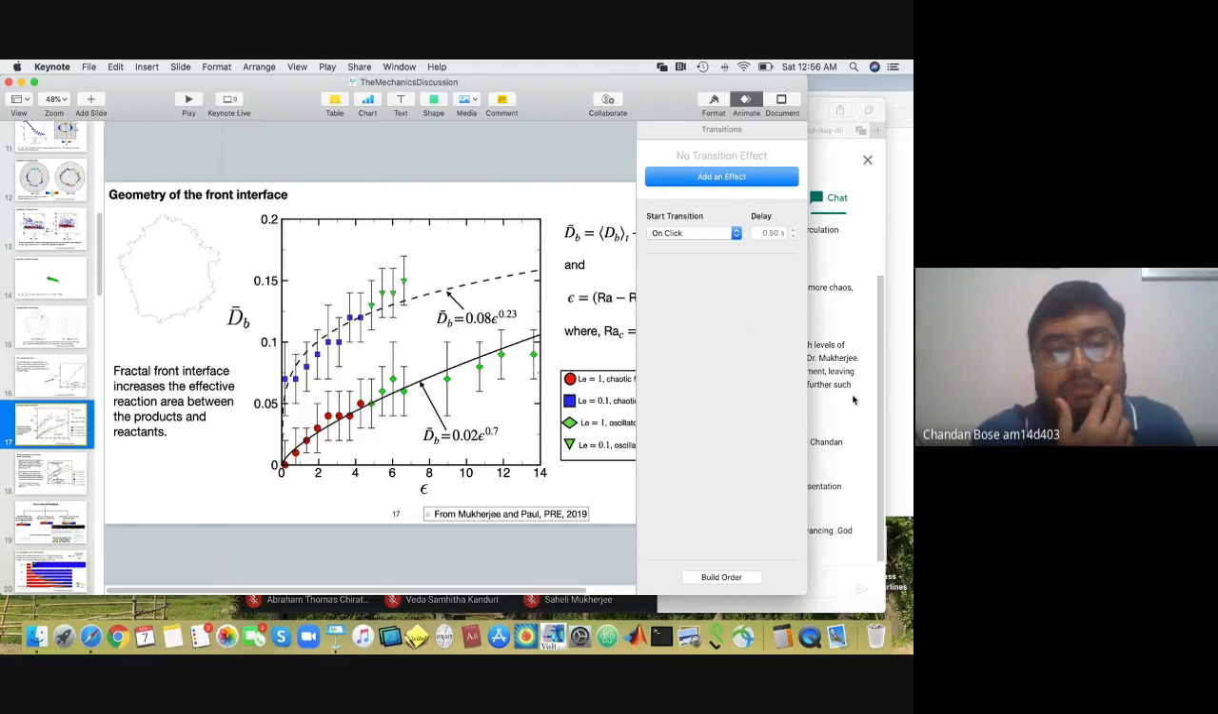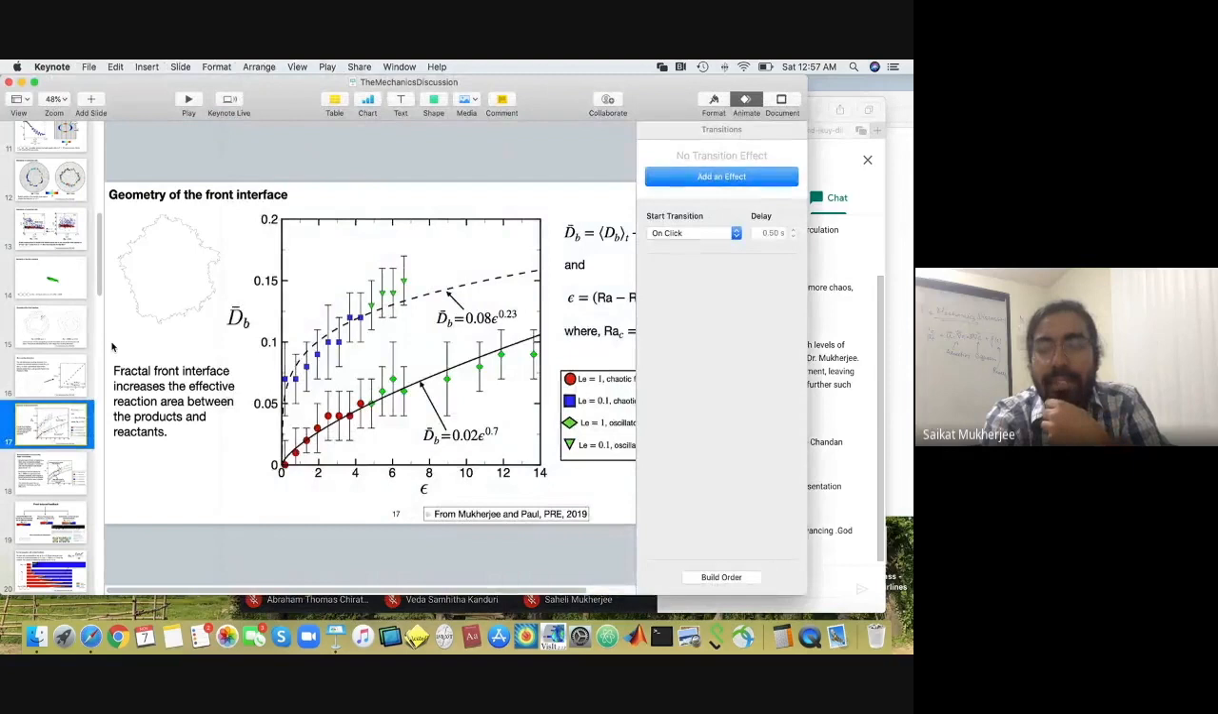From my intuition, since this is just one structure of front interface, I do not know how the implication of multifractality will come in this scenario. So you have just one structure, right? And you want to calculate the fractal dimension of that particular structure. But we can discuss later on.